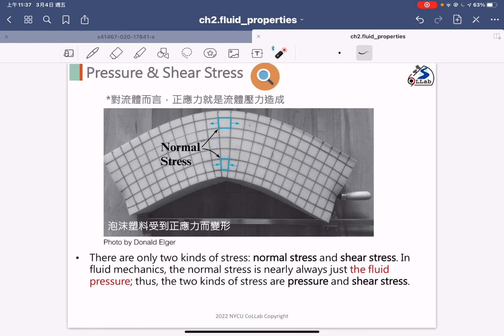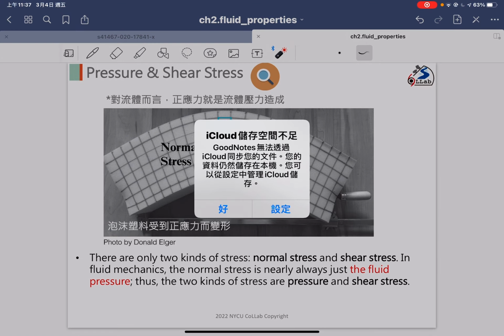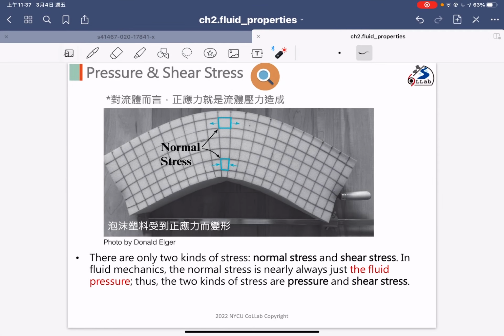So as I mentioned, now we already taught 8 fluid properties, and the final 2 are vapor pressure and surface tension. I will teach those in the next class. Okay, so right now I move to stress.